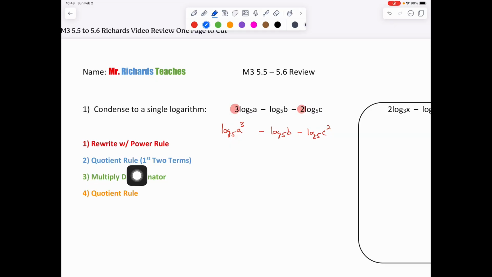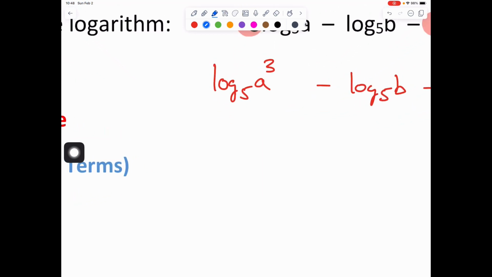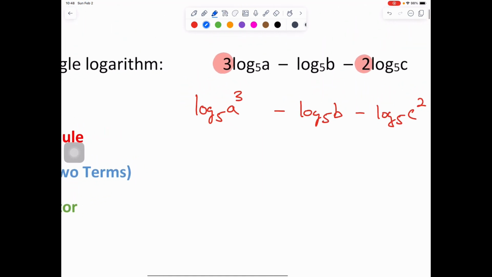Using the quotient rule, we will only focus on the first 2 terms here. So let's zoom on in. Let's focus in on those. We'll zoom out a little bit. But taking a look at this, log base 5, log base 5, I'm just going to highlight those log base 5s because we will be using that. If they both share it, well, guess what? When we're condensing, we'll write it as 1. So we have our log base 5.